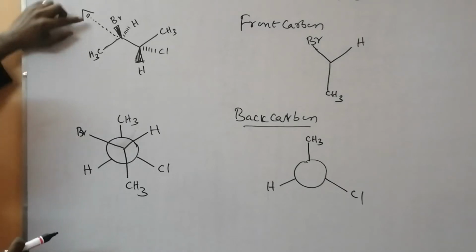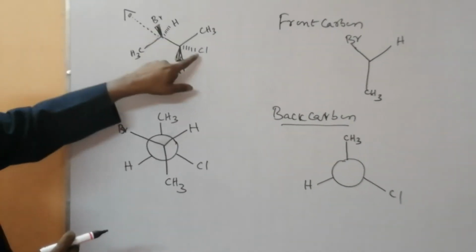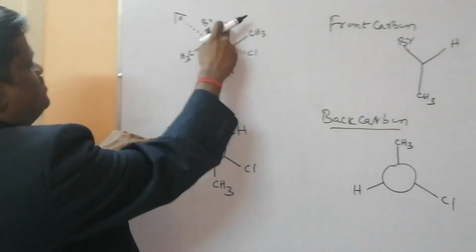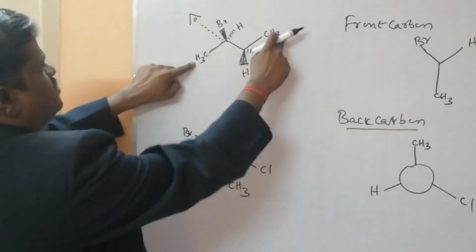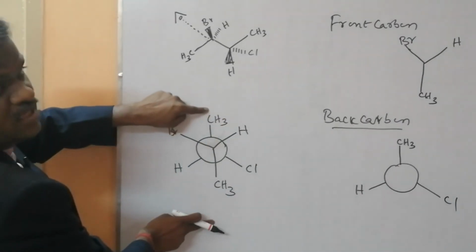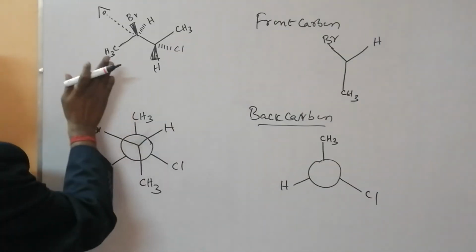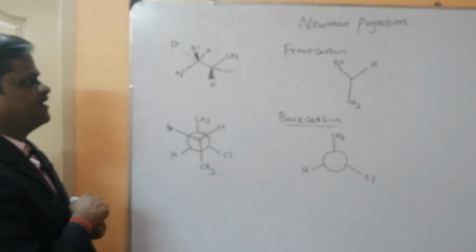You see here this bromine and chlorine are opposite. Here it is wedge and this is dash. You see, this also means opposite. Here this hydrogen and this are also opposite. You see, both are opposite. These two methyls are opposite. You see, both are opposite. So this is the Newman projection of this structure. Okay, so let's see one more example.